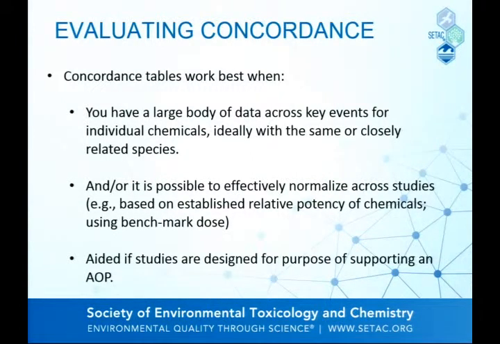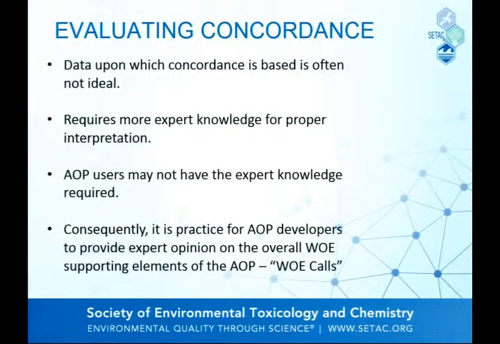Concordance tables work best when you have a large body of data across the key events for individual chemicals in the same or closely related species, and or you can normalize effectively across all these different studies. And again, the whole point of that previous exercise is that this is really aided if we can design studies for the express purpose of establishing weight of evidence for AOPs. The more we can think about that going in, the better we can design these studies for this kind of an evaluation.